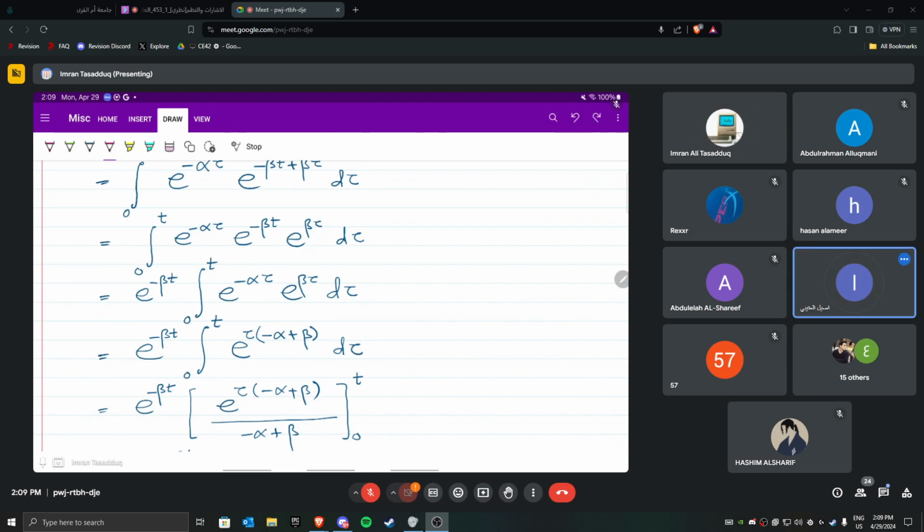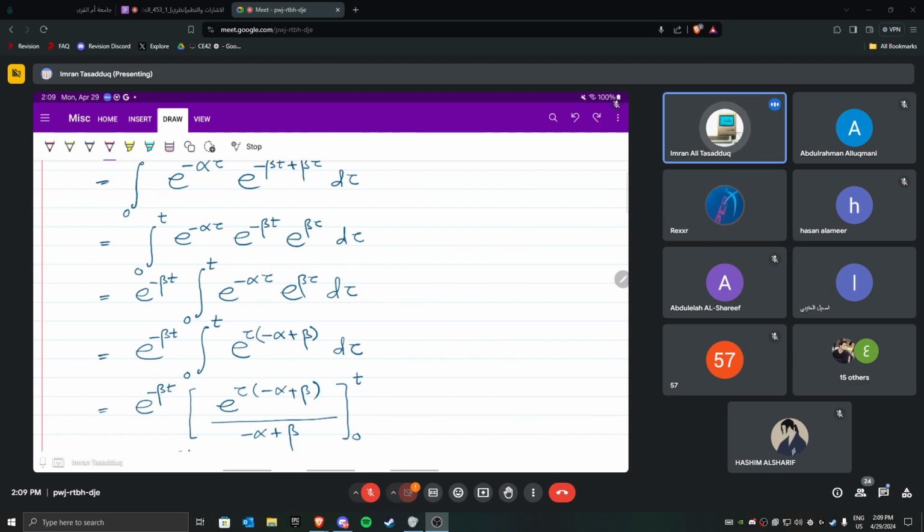Even here, this is t, and this is tau. Yes, I mean when you combine two exponential functions, why do you not multiply it and just add the power? Why do you take a common tau?